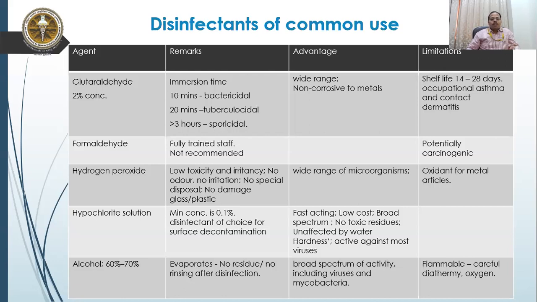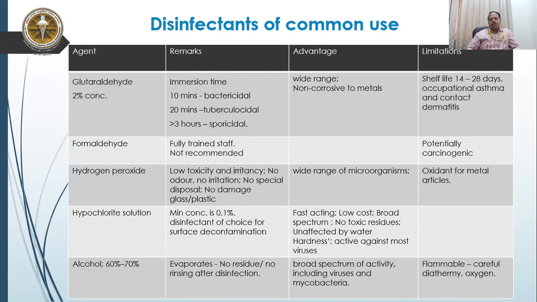Then next, let us discuss hydrogen peroxide. This is one of the best agents available because it has low toxicity, no irritation, no foul odor, no special disposal is required, and it doesn't cause any damage to glass or plastic equipment. In addition, it again has a wide range of coverage, meaning it can kill different kinds of microorganisms. The only limitation of hydrogen peroxide is that it is an oxidant, so metal articles you should avoid.